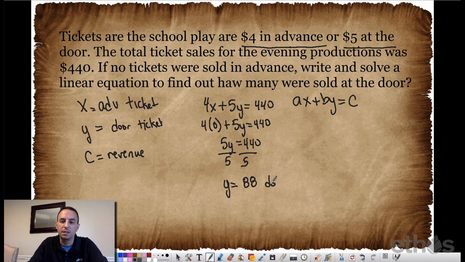And 88 door tickets specifically. Guess this group doesn't plan ahead. All right, so it really would make a difference if you did advanced tickets last year. It's not going to encourage them, or you need to lower your price for advanced tickets to get people to buy them in advance. All right, let's take a look at another problem.